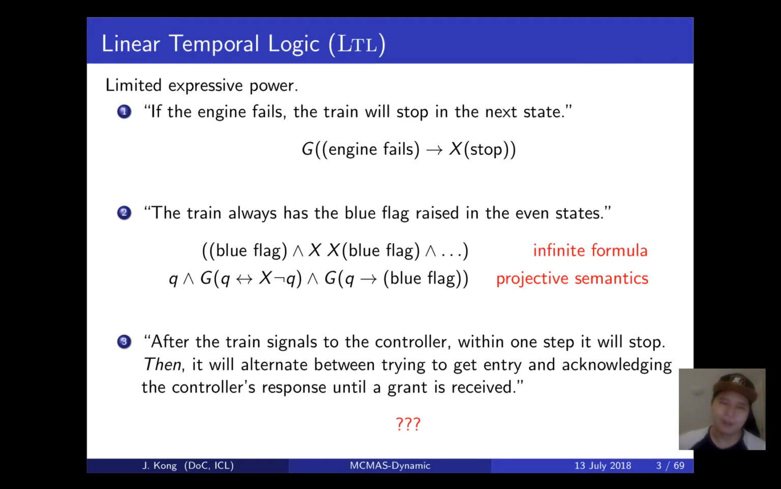If we look at a more complicated spec like this one: after the train signals to the controller, within one step it stops, then it alternates between trying to get entry and acknowledging the controller's response until a grant is received. This specification is somewhat more complex, and it's difficult to specify using the projective semantics, and the concept of alternation that we have here is not really possible with LTL.